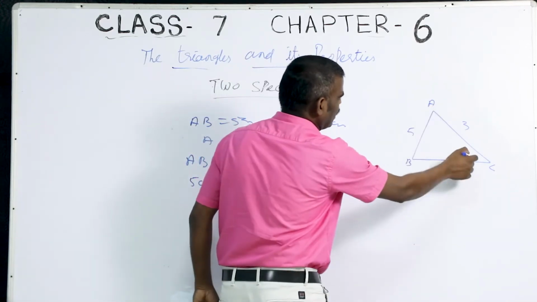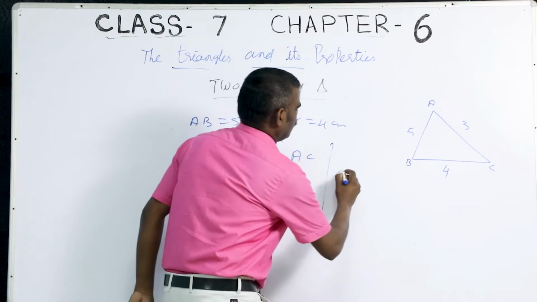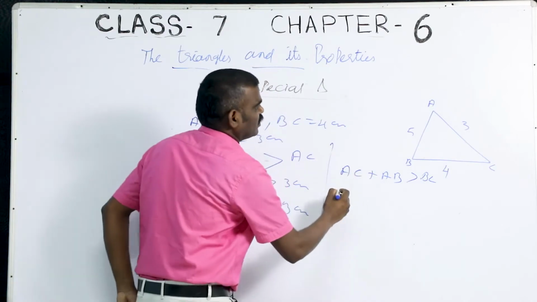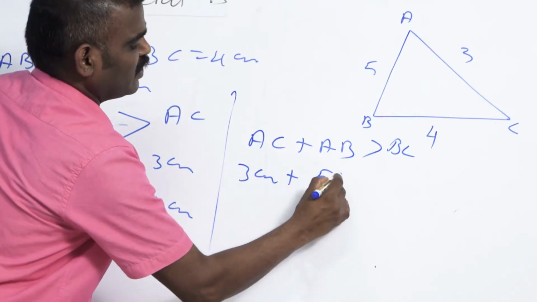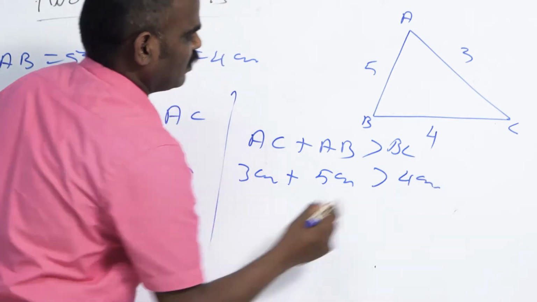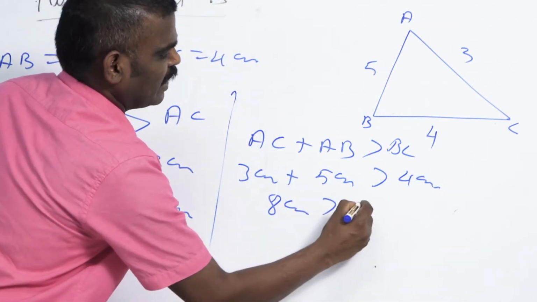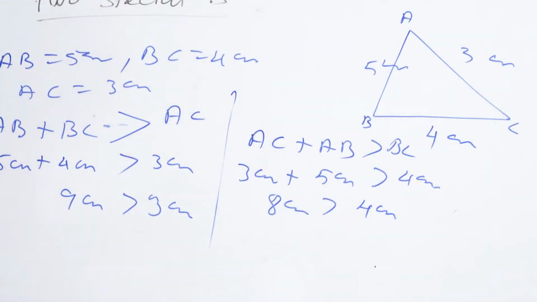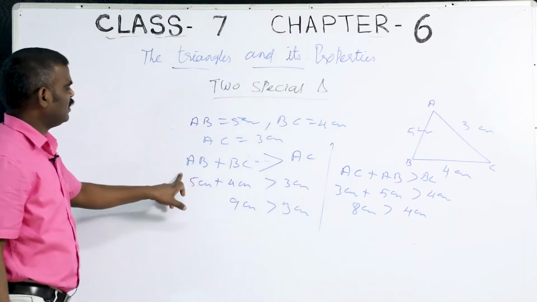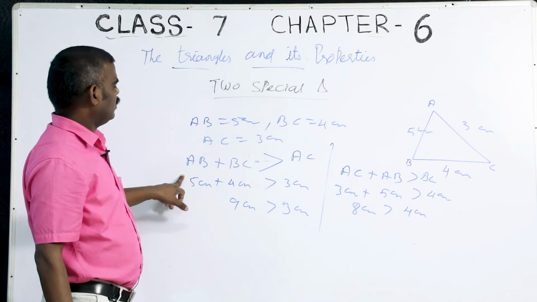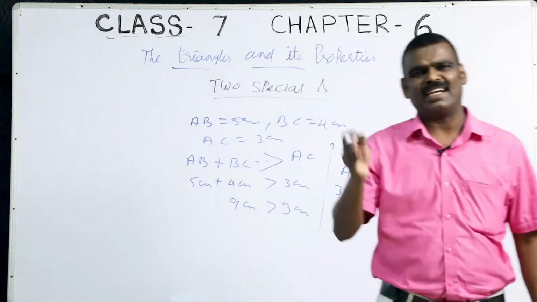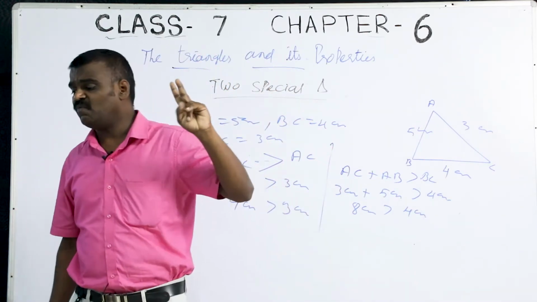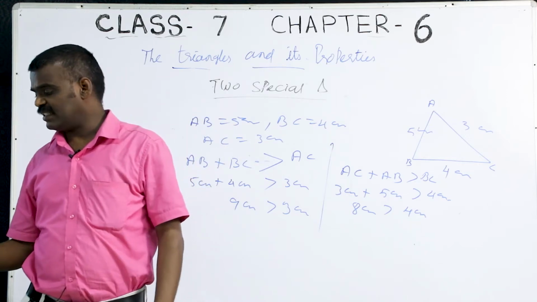Likewise, if you take another way, suppose AC plus AB greater than BC. AC is 3 centimeter, AB 5 centimeter, greater than BC. BC how much? 4 centimeter. So AC plus AB is how much? 8 centimeter, greater than which one? 4 centimeter. So also, if we go to another one, like that you can prove. No need of going again and again, wasting time. So keep in mind, sum of any two sides is always greater than the third side.